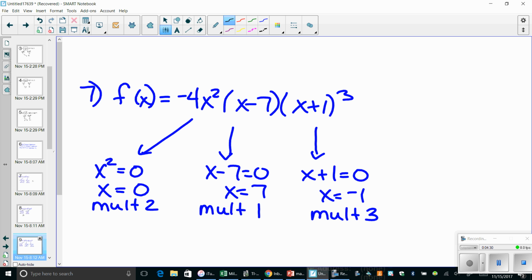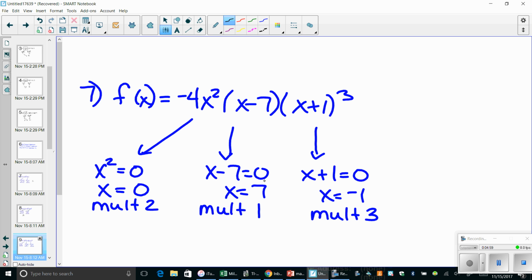Number 7. All right, this one's also already factored. I do have to worry about the x squared that's in the front, because of the negative 4x squared, because there's an x there. You can write down negative 4 with the x squared. If you divide by negative 4, you're going to end up with x squared equals 0. So you can either write it down or leave it off. It doesn't matter. So if x squared equals 0, that gives me x equals 0. That has a multiplicity of 2 because of the x squared. If it was just an x, it'd have a multiplicity of 1.